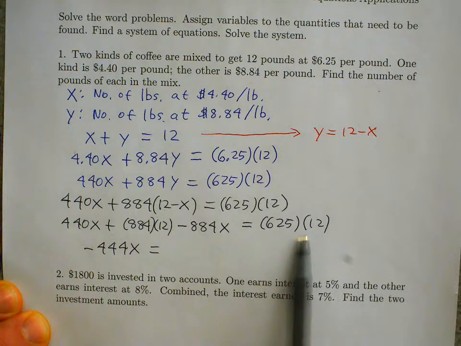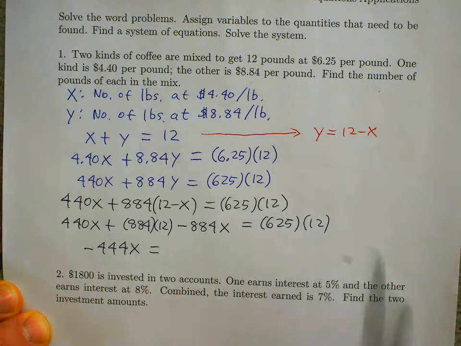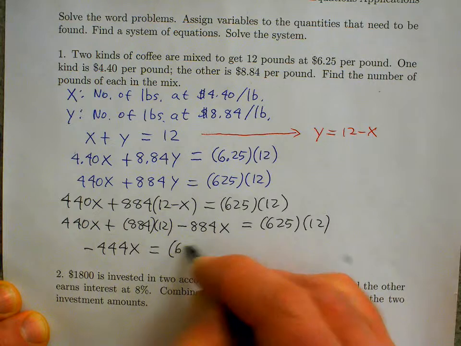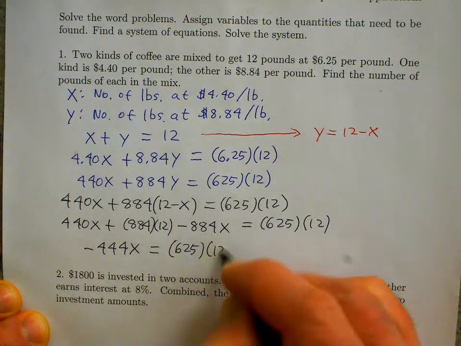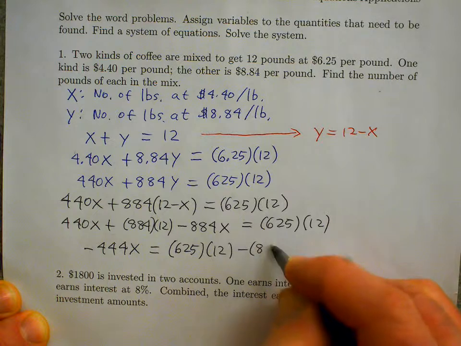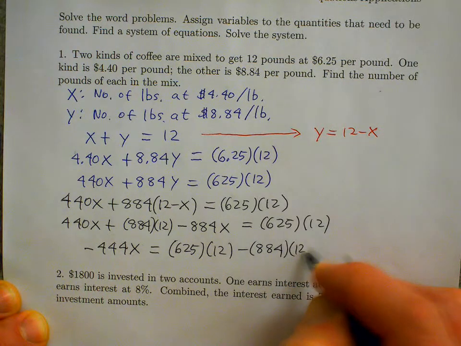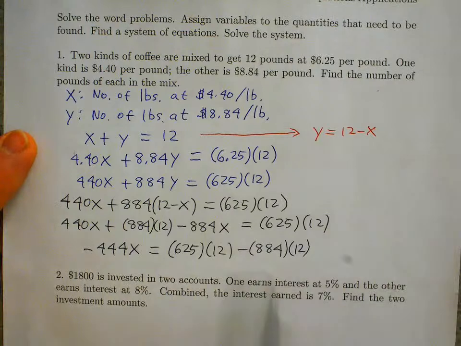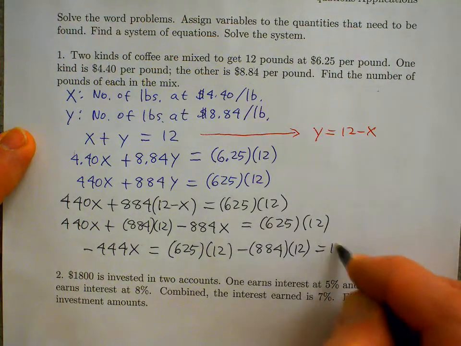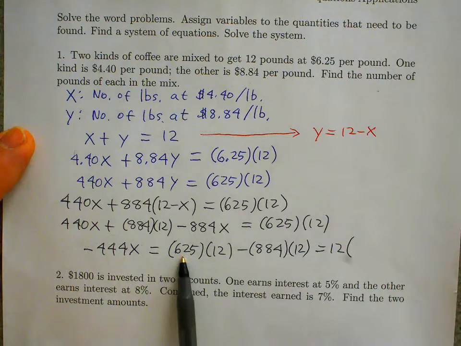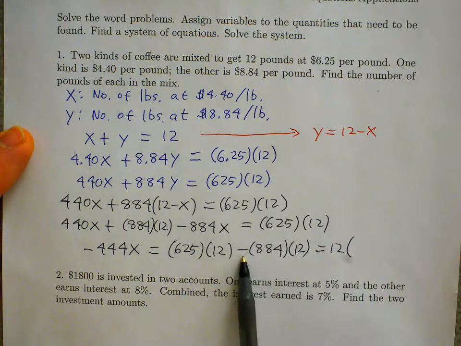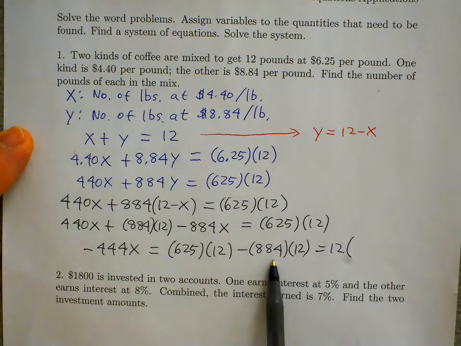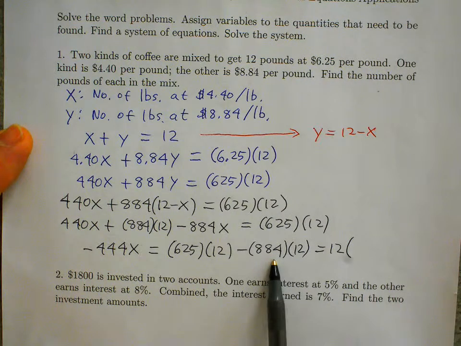Then I'm going to subtract 884 times 12 from both sides. So I'll write this as 625 times 12 minus 884 times 12. And then I'll write this in factored form. I'll factor the 12 out, and inside, I'll write what 625 minus 884 is. That's just going to be negative 259. That's what I get.